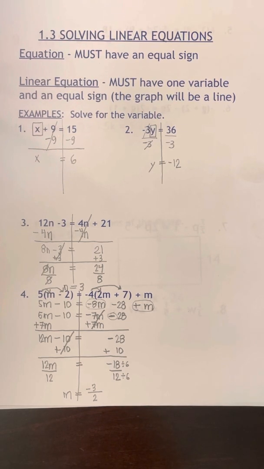We want to combine like terms if there are any. If we have variables on both sides, we need to move them so that we only have them on one side. Remember, my preference is I like to move the smaller one. Then we want to undo any addition or subtraction that we see. And then last, we want to undo any multiplication or division that we see.